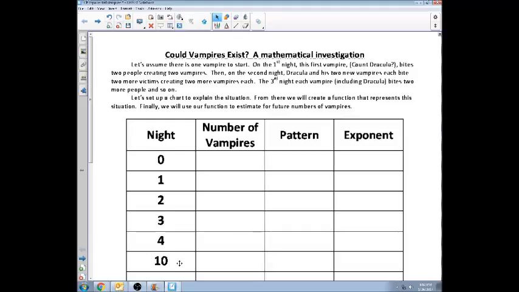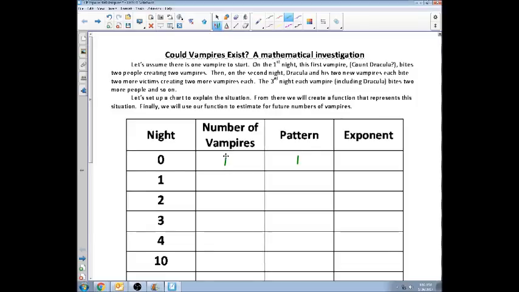Let's set up a chart to explain the situation. From there, we'll create a function that represents this situation. Finally, we will use our function to estimate future numbers of vampires. All right, so on night 0, this is before Dracula ever bites anyone. He's the only vampire, right? So the question is, how many vampires are there? Well, there's one. So the pattern at this point is, how do I get one? Well, it just happens to be one person. We'll talk about the exponent here in a second.